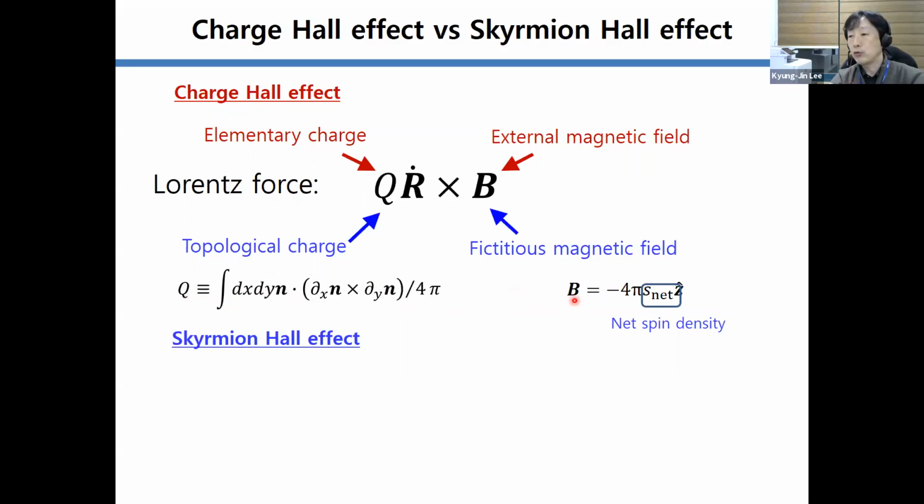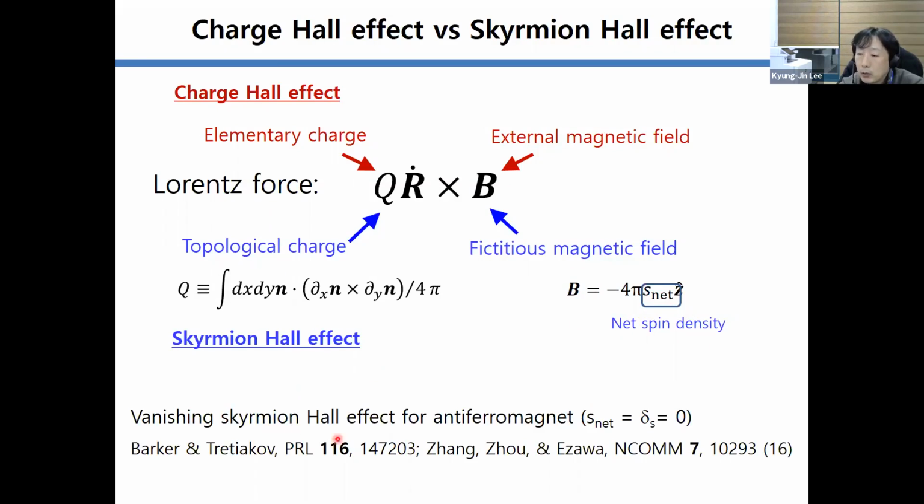And also, even though we do not have a true external magnetic field, there is a fictitious magnetic field that is proportional to the net spin density. Because this B field is proportional to the net spin density, two theory papers predicted that the Skyrmion Hall effect must vanish in antiferromagnet, because in antiferromagnet, the delta S is 0. However, to my knowledge, there is no experimental result yet.